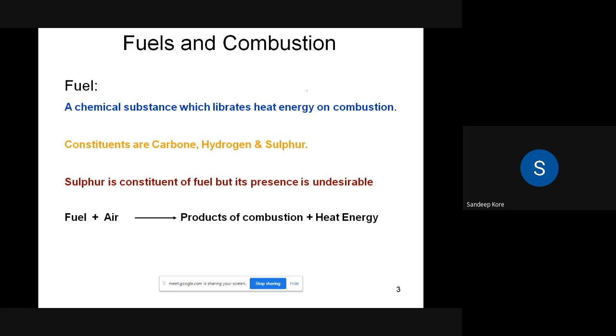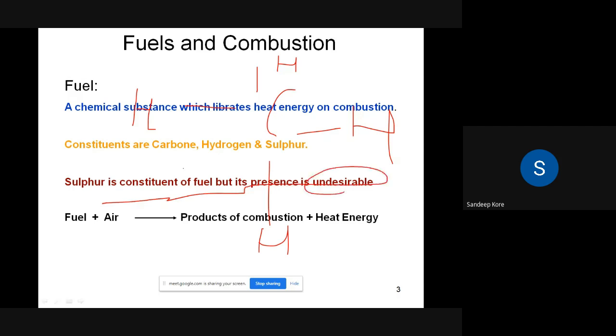If you take methane, it has the formula CH4. There are four bonds with carbon. CH4 is methane. Sulfur is a constituent of the fuel, but its presence is undesirable. Sulfur causes sulfur dioxide, which is not helpful for our health. It is injurious to our health.